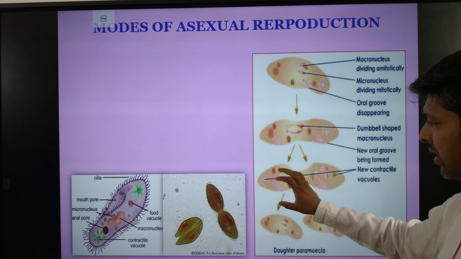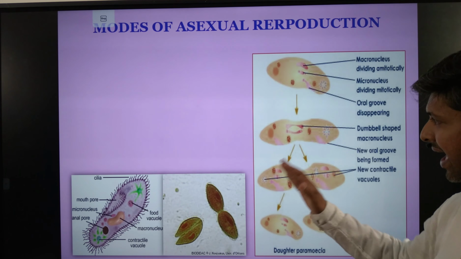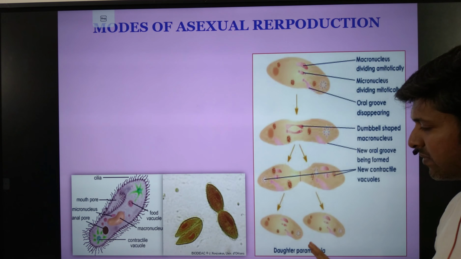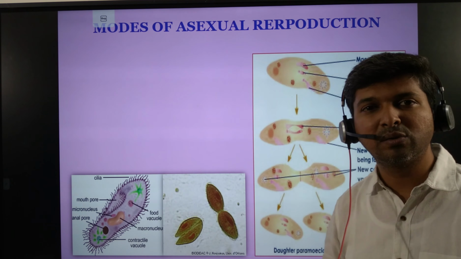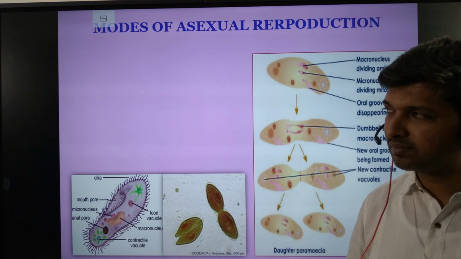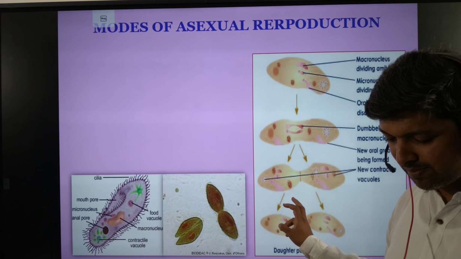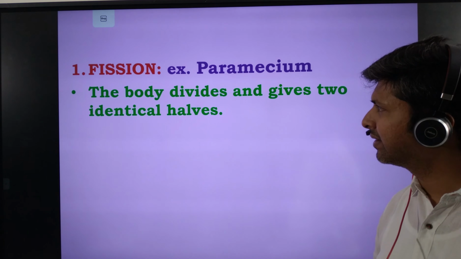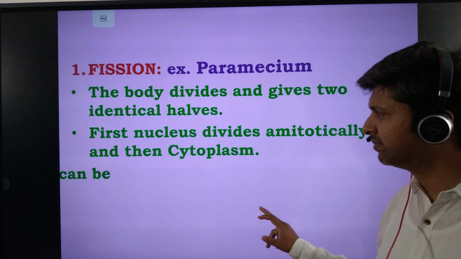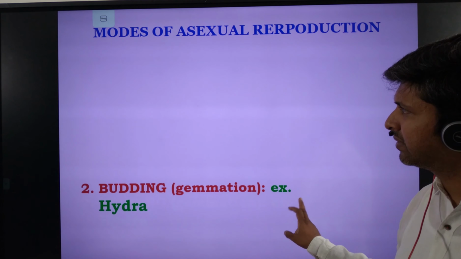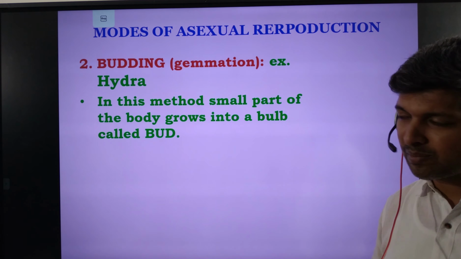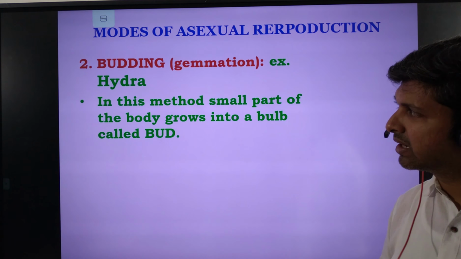So this is dividing from the center and this is dividing laterally. There are different angles of division, but the entire body is involved in cell division and you ultimately get 2 daughter cells. So this is binary fission. Fission is also seen in paramecium. So paramecium divides by binary fission, fission meaning division. Then there is budding.